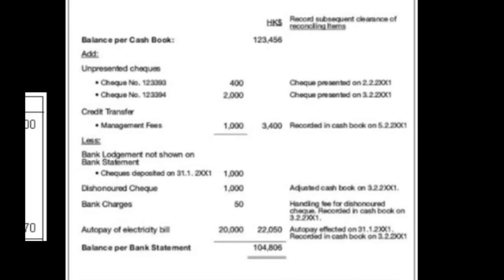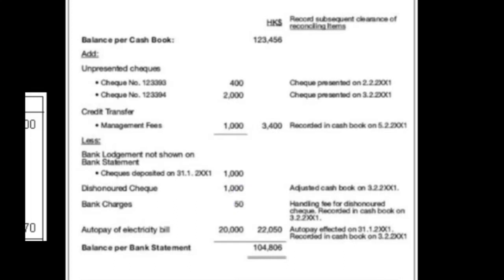Then check dishonored. Check dishonored means that you have deposited a check of a customer or someone else to the bank, and the bank has not credited it into your account due to some reason. So what will you do? As the bank has not credited it, you will deduct it from your books. Then bank charges. Bank charges have been debited from your account by the bank, so you will deduct this 50 from your books.